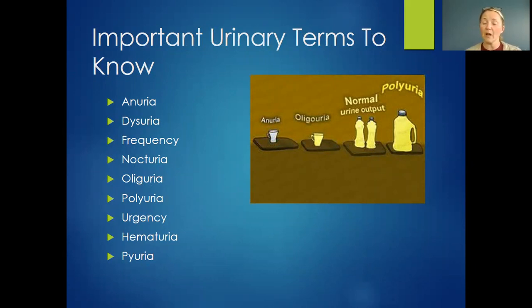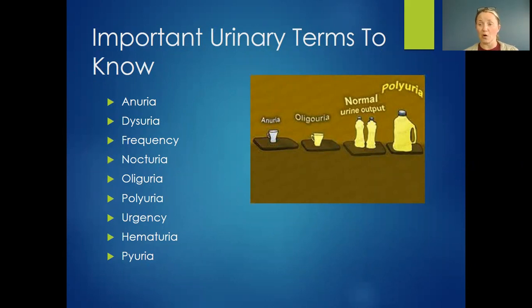Nocturia, you might think that noct means nighttime, but it doesn't mean you're incontinent at night. It means that you are having to wake up at night to go to the bathroom. So it interrupts your sleep cycle. Oliguria is scant urine output, so less than 400 mLs in 24 hours. Polyuria is excessive urination.